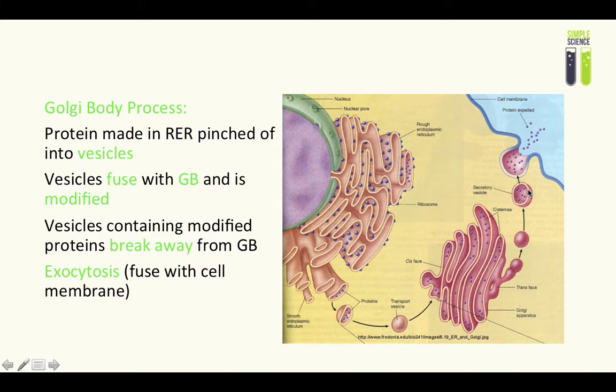And then the fourth step is simply exocytosis. So the vesicle fuses with the cell surface membrane, releasing the proteins to the outside of the cell. So it's just a simple 4-step process, and I recommend you remember this.